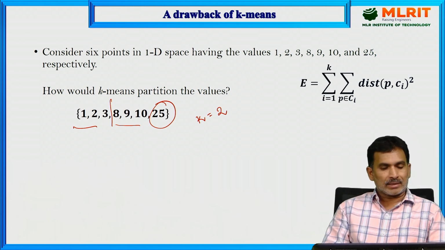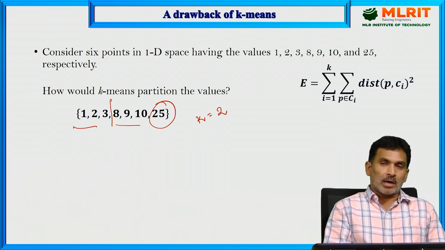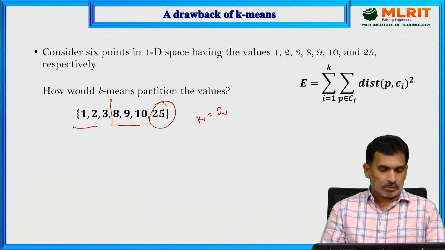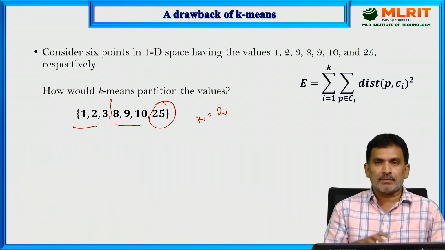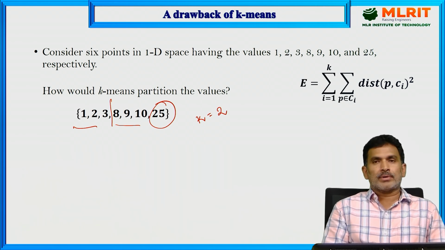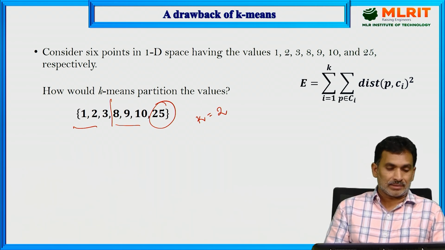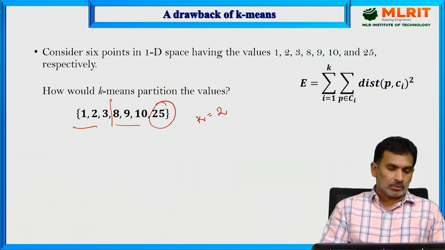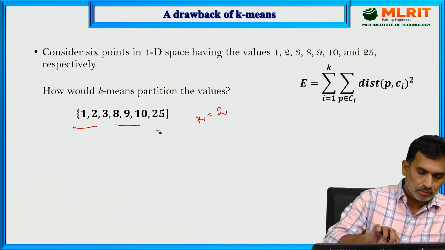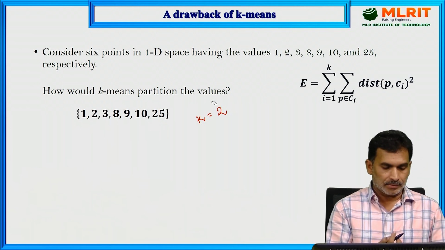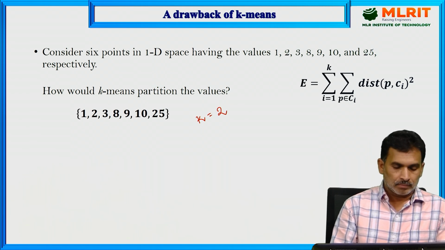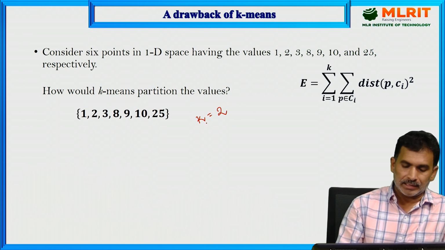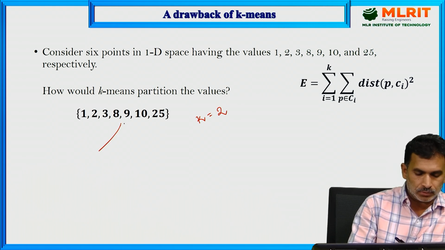But if you apply the K-means algorithm, how is it going to divide this data set into partitions? Let us assume that 25 is an outlier. How is the presence of the outlier going to affect K-means clustering? As I said, K-means is not robust to outliers. So let us understand here. If we select K equal to 2, it would divide the data into two partitions.